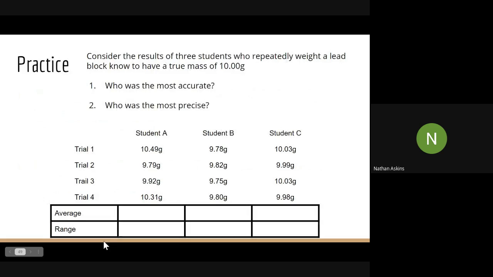All right, so this is a practice problem that we are going to do together in class. I know that on your packet, the average and range are already found, but we're going to talk a little bit more about exactly how we got those.